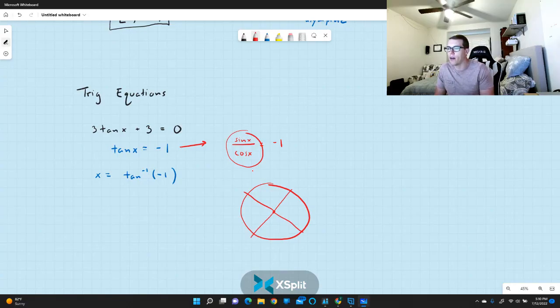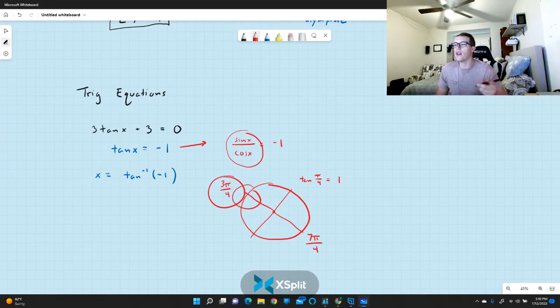So at pi over 4, sine is root 2 over 2, and cosine is root 2 over 2. So the tangent of pi over 4 is equal to 1. That's why pi over 4 is not the answer, but this one is the answer, 3 pi over 4. That's how we're getting 3 pi over 4. Now, the other answer is 7 pi over 4. But what gives? The Desmos said -pi over 4. How are they getting that?